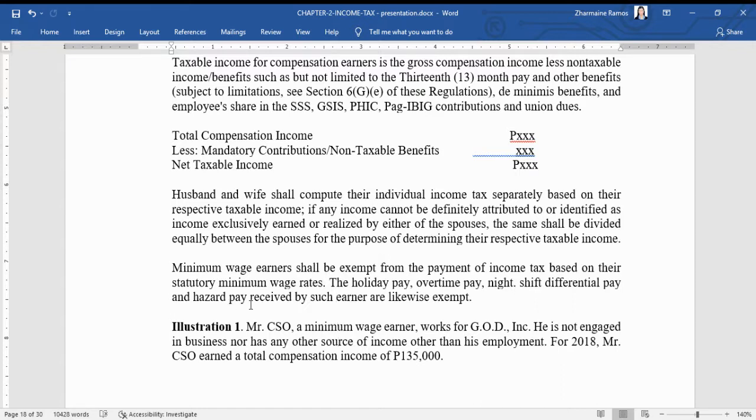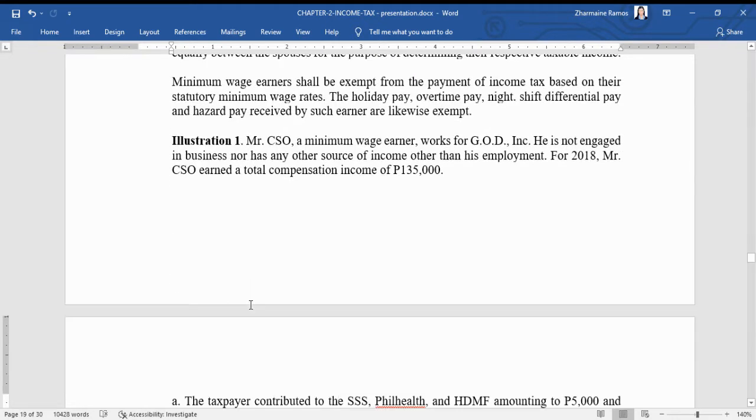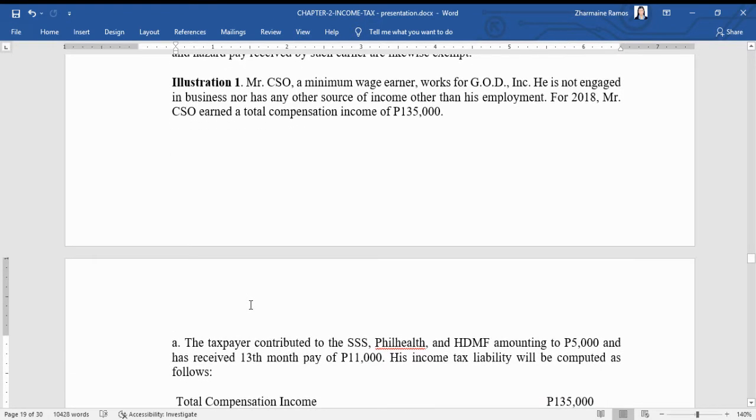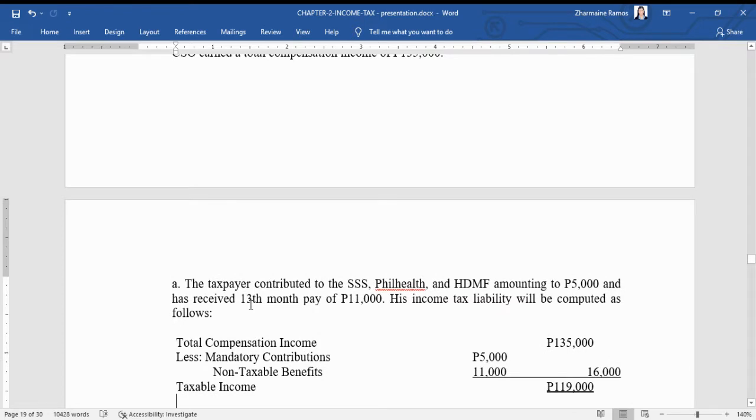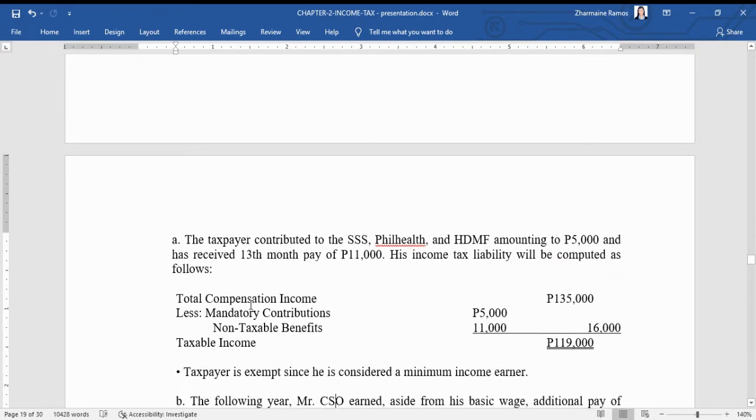Mr. CSO, a minimum wage earner, works for GOD and he is not engaged in business nor has any other source of income rather than his employment. So for 2018, Mr. CSO earned a total compensation income of 135,000. The taxpayer contributed to the SSS, PhilHealth and HDMF amounting to 5,000 and he has received 13th month pay of 11,000. His income tax liability will be computed as follows.